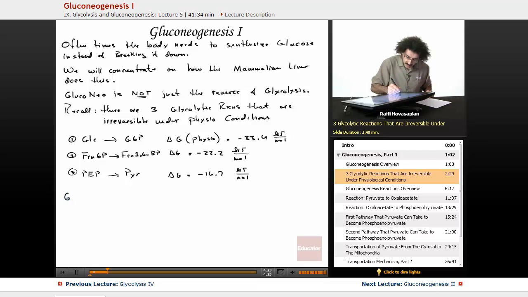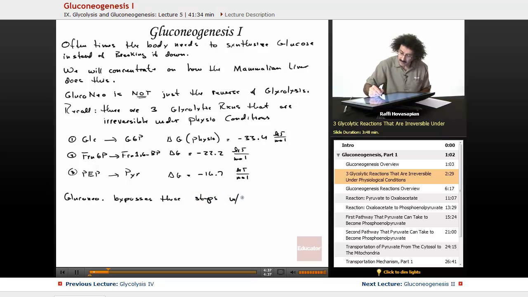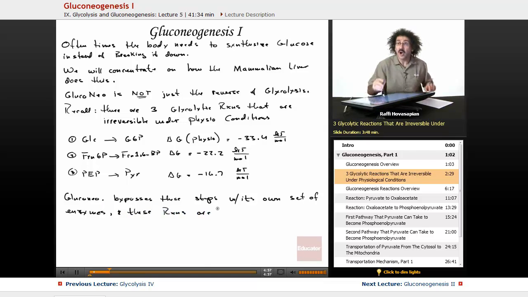So, excuse me, so gluconeogenesis bypasses these steps with its own set of enzymes. And these reactions are themselves sufficiently exergonic to make sure that gluconeogenesis is irreversible.